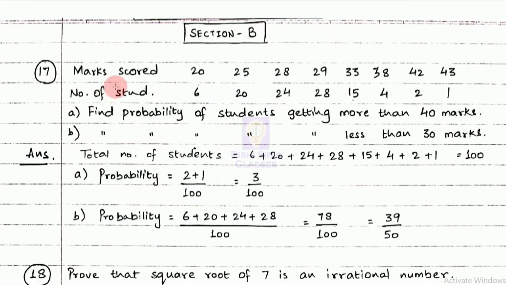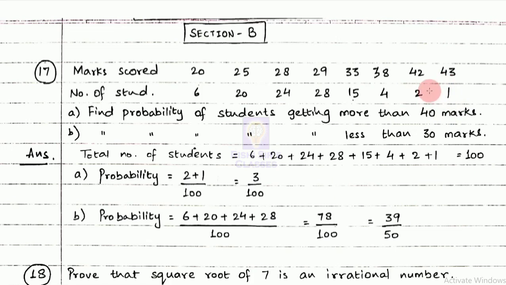17th one. We have been given a table of marks scored and number of students. We need to find the probability of students getting more than 40 marks, and the B part is the probability of students getting less than 30 marks. So we can just add the total number of students. They all add up to 100, so the total outcome is 100.